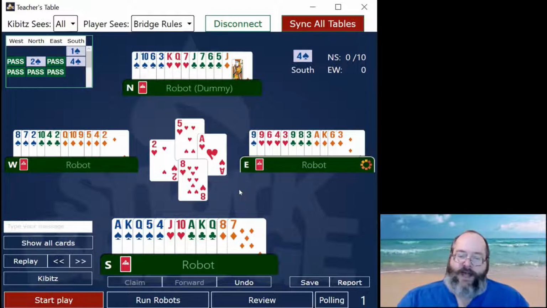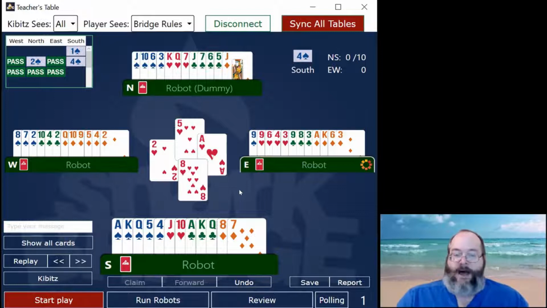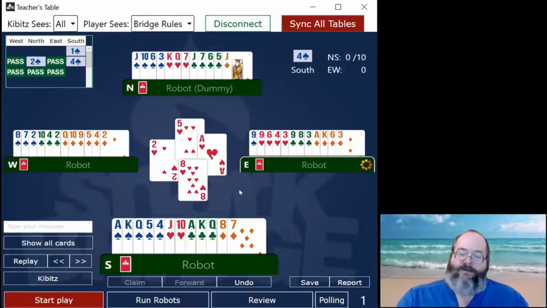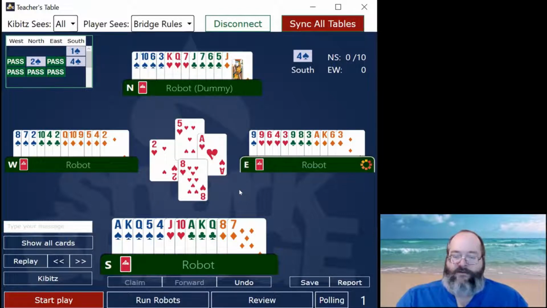If your partner had the Jack and the 2, he would have led the Jack. If your partner had the 10 and the 2, he would lead the Jack, top of a doubleton, right? You don't lead low from doubletons. If partner had all of the cards out there, Jack, 10, and 2, he would have led the Jack, top of touching honors, right? So therefore, your partner must be leading a singleton here.